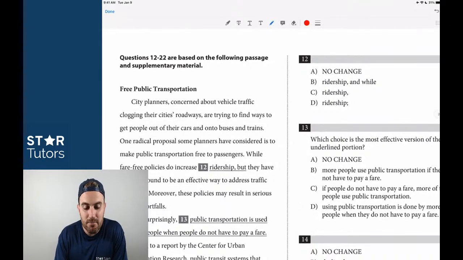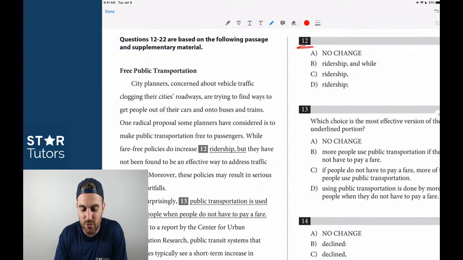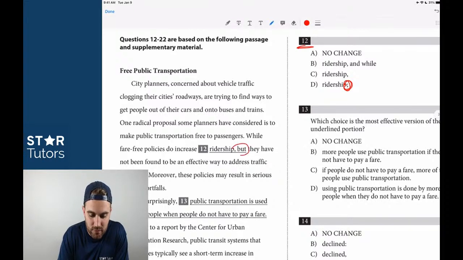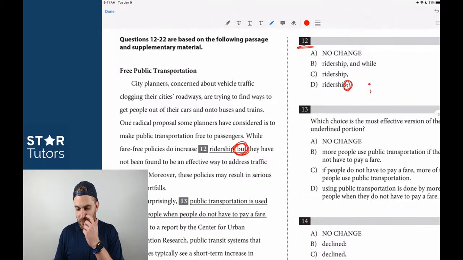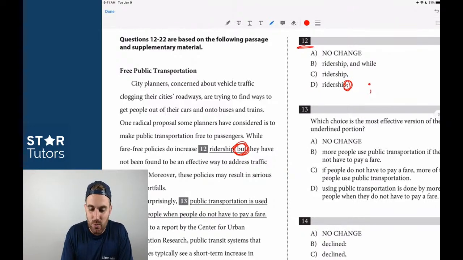Okay, right here, most students want to go through number 12 and just start by looking at A. Right away on number 12, I see that there's a semicolon. So let's go back and let's see on number 12 right here, instead of a comma and a but, which we already know it's probably not going to be D, because of a comma FANBOYS conjunction. But this says, we're going to stick to our rules and we're going to read on the left side of the semicolon and see what it says. One radical proposal some planners have considered is to make public transportation free to passengers.